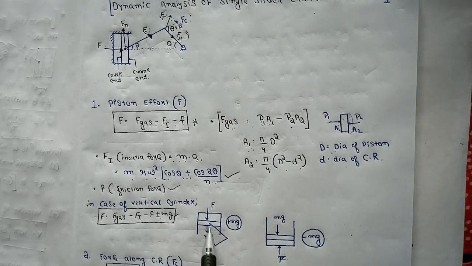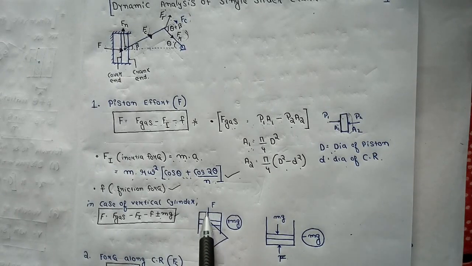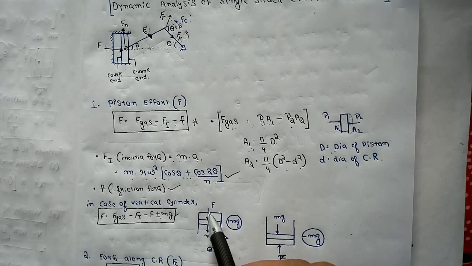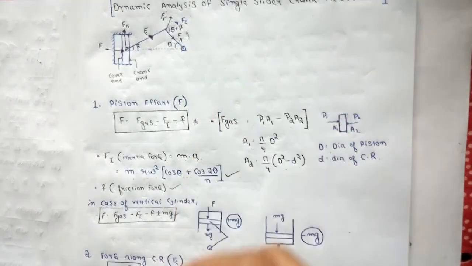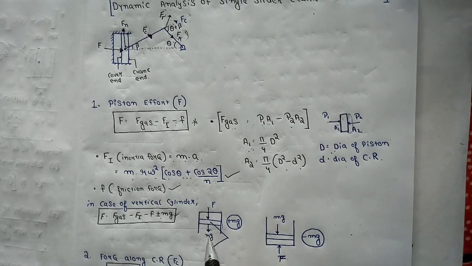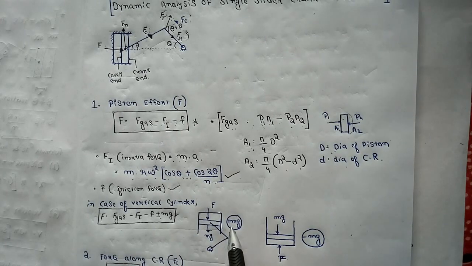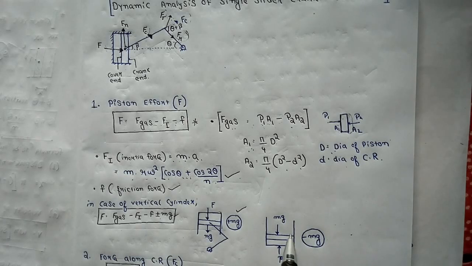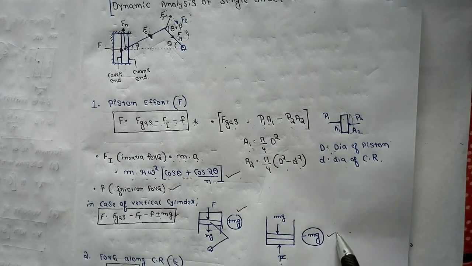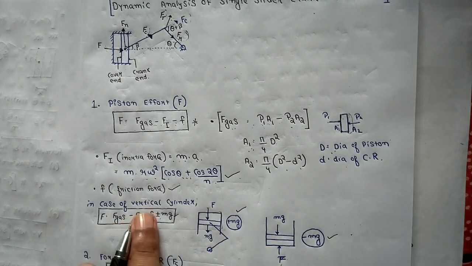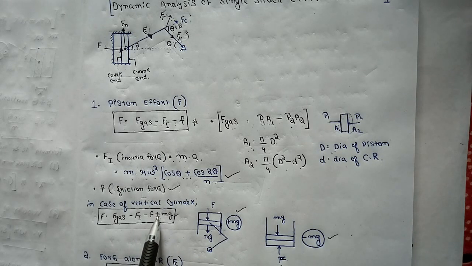For this kind of cylinder, the F of gas force and mg are always acting in the downward direction, we know that, and the F is acting from behind the cylinder. If at that instant F and mg are acting in the same direction, we will write plus mg. And if the F of gas and mg are acting in the opposite direction, we will write minus mg. So only this thing we have to remember in case of the vertical cylinder: the formula will be the same, and we only have to add or subtract mg.